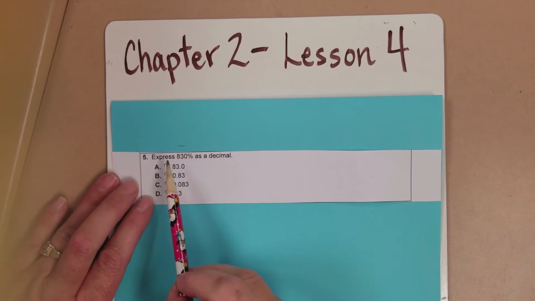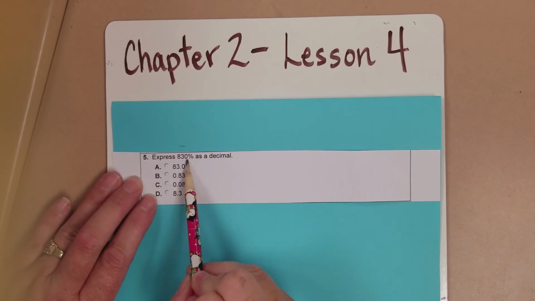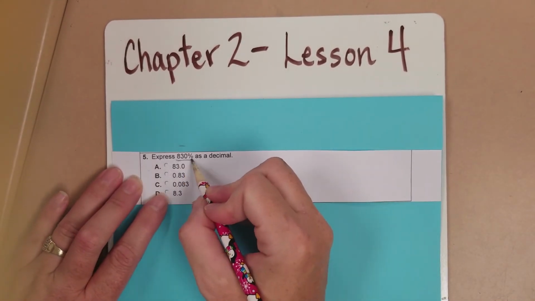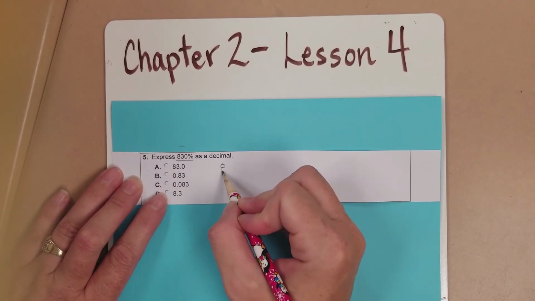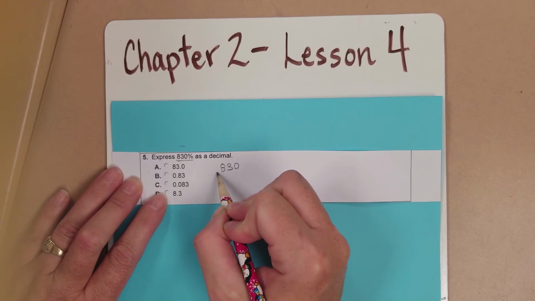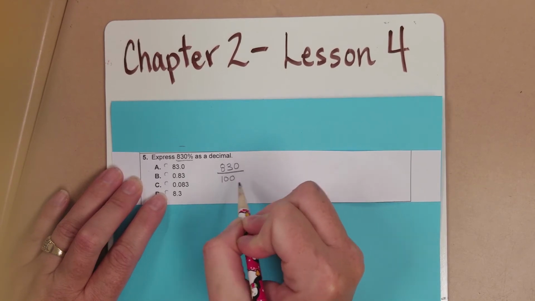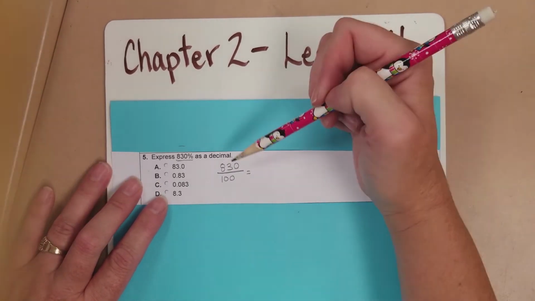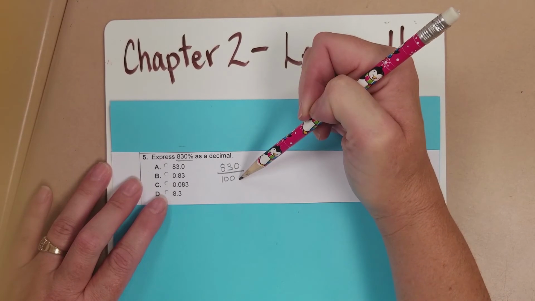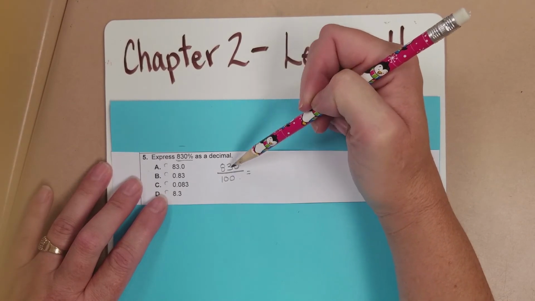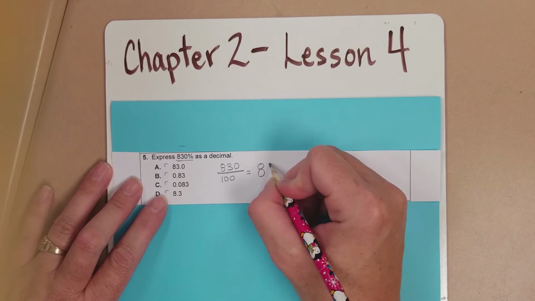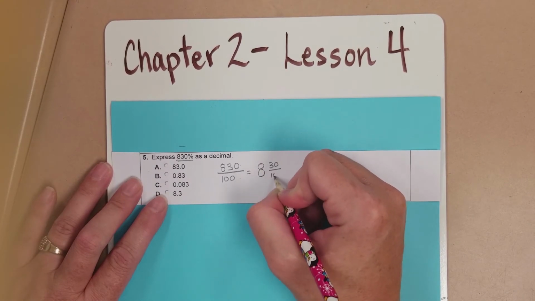Question number 5, express 830% as a decimal. 830% is 830/100. This is an improper fraction because the numerator is larger than the denominator. 100 can go into 830 8 times with 30 left over.